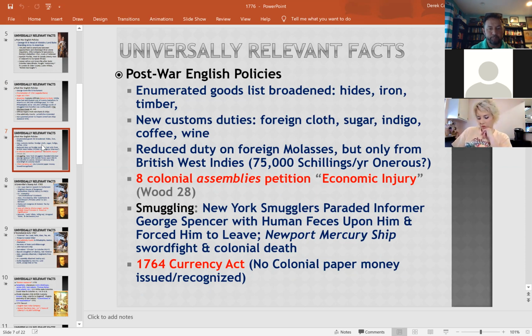And then the Currency Act occurs, and the colonial people are no longer able to issue their own colonial paper. And there's a lot of power in that, right? Especially inflationary power to help out debtors, help out the poor voters and others, right? Who want more currency in circulation. So it devalues the shilling or the pound, so that it makes it easier for debtors to pay back their debts. And English Parliament is saying, no, you can no longer do that.